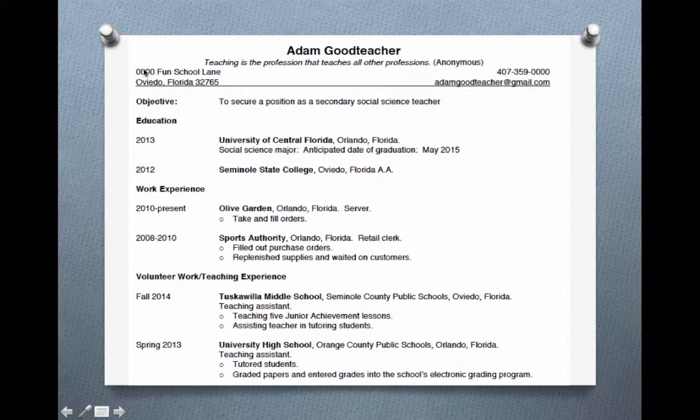Contact information is next. You will need to include your contact information. Include your mailing address, your phone number, and your email address. Regarding the email address, make sure that it is a professional sounding email address. I recommend creating a professional email address that you use specifically for job-related correspondence.